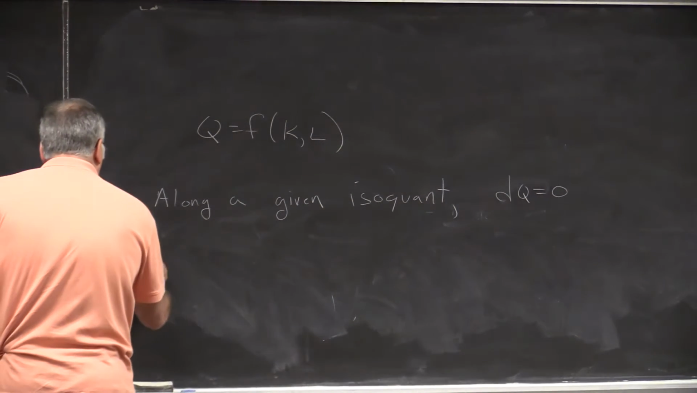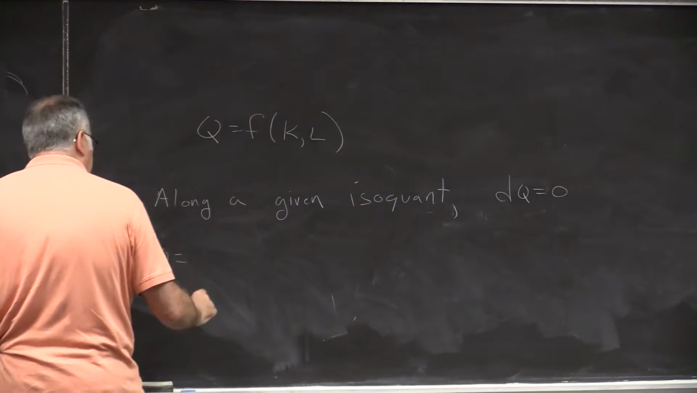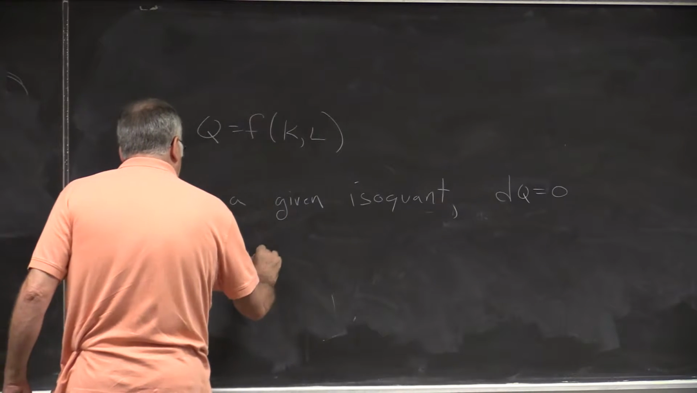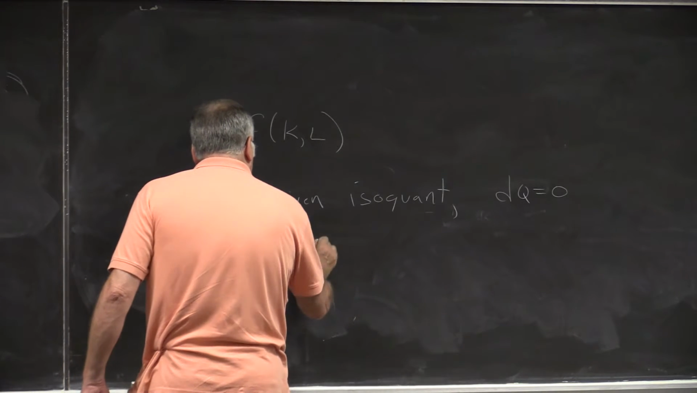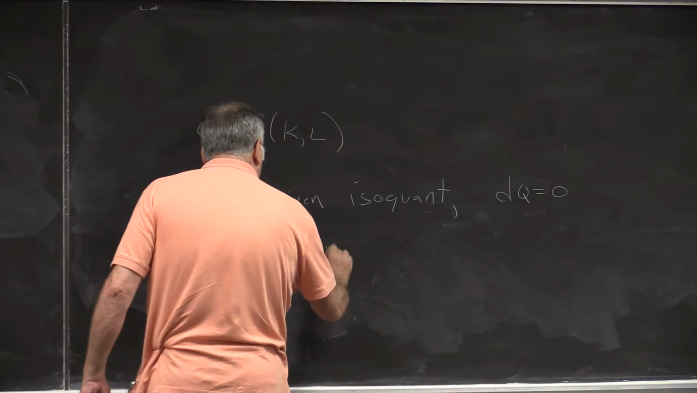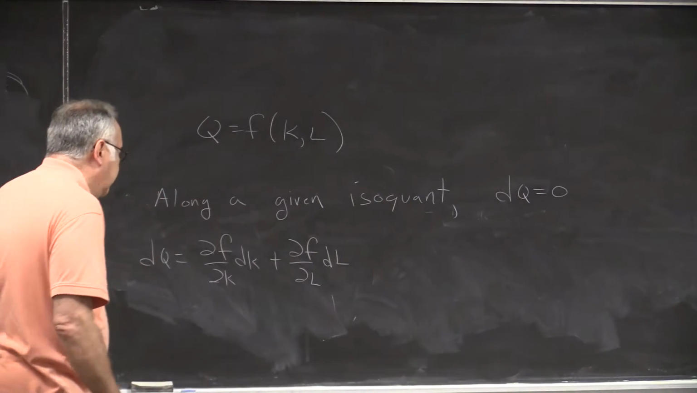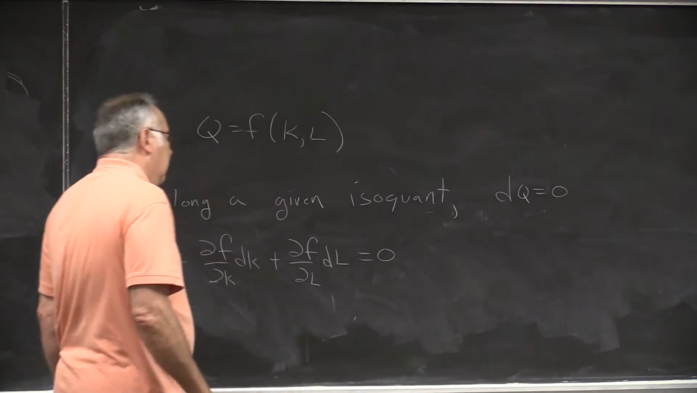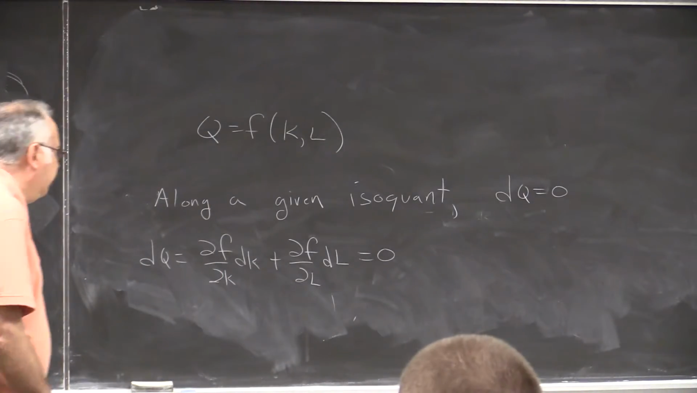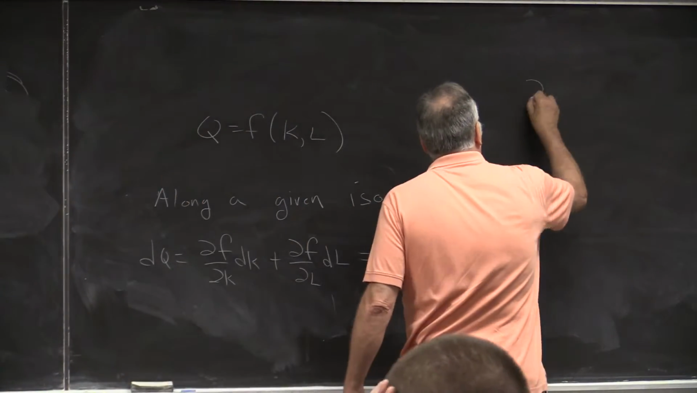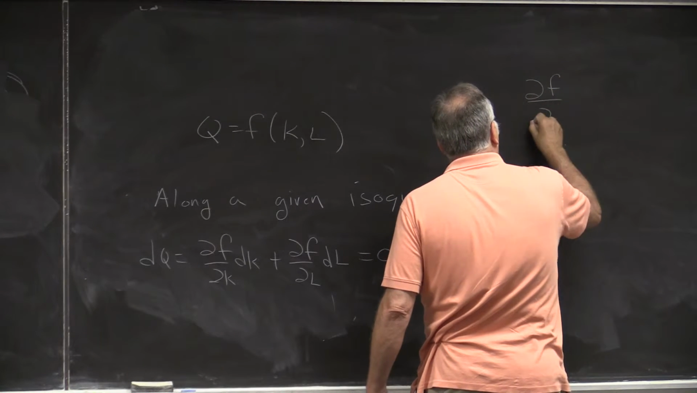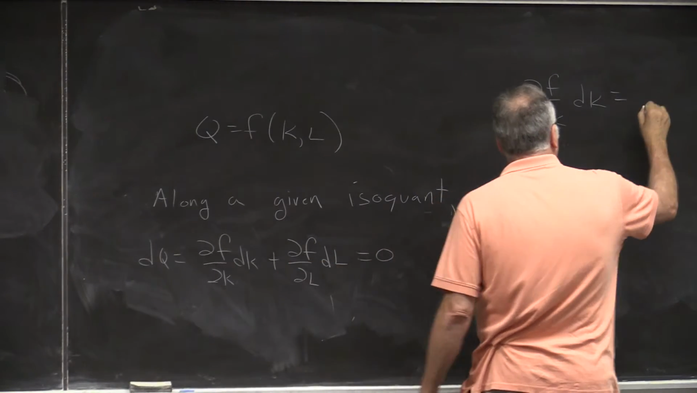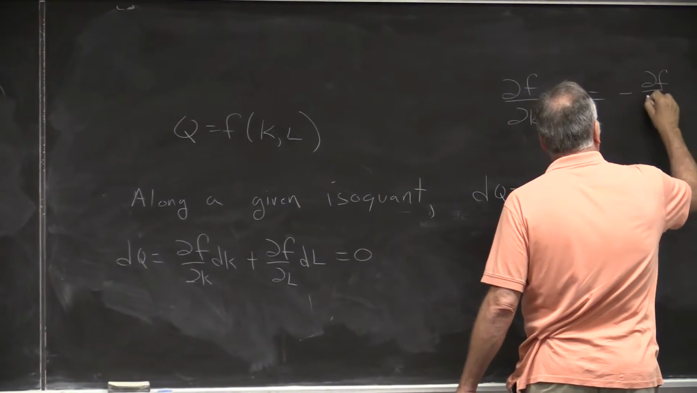Well, dQ is just this. It's partial F, partial K, dK, plus partial F, partial L, dL. If you set this equal to 0, you could write the following. Partial F, partial K, dK equals minus partial F, partial L, dL.